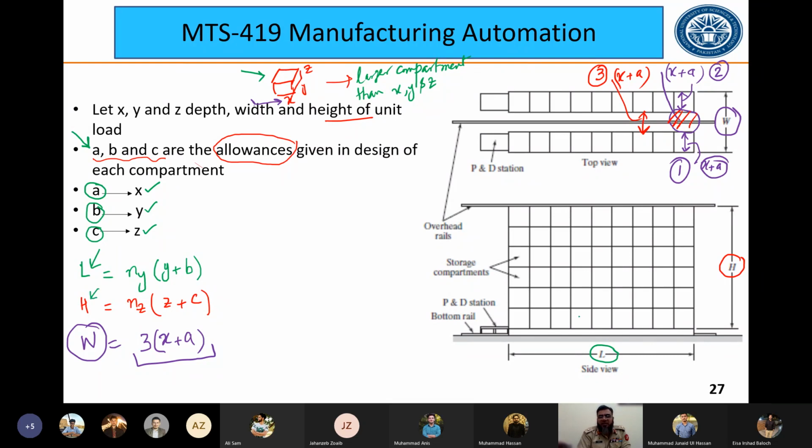So I now have the L dimension and the H dimension. Now only the width is left. For the width, I had kept X. A was associated as an allowance with X, and why has this 3 come in? So look at this here. This dimension would be X plus A. Look at this. In the other rack as well, this dimension would be X plus A.